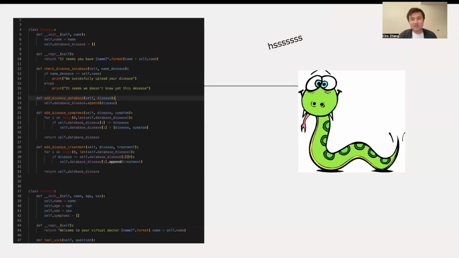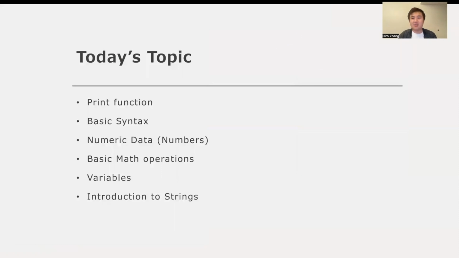Okay, so for today's agenda, we're just going to briefly go over some really basic things. We're going to quickly go over the print function in Python. We're going to go over Python's basic syntax. We're also going to go over numeric data. The numeric data in Python is split into three types: integers, floats, and complex numbers. We're not really going to dive into that for now.